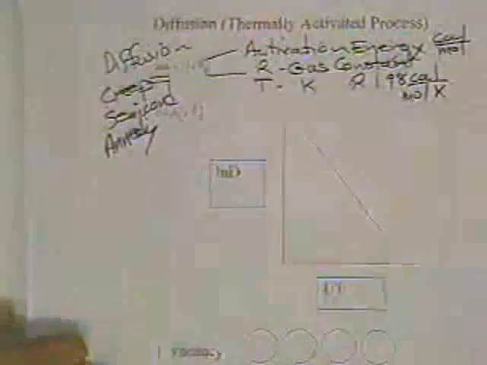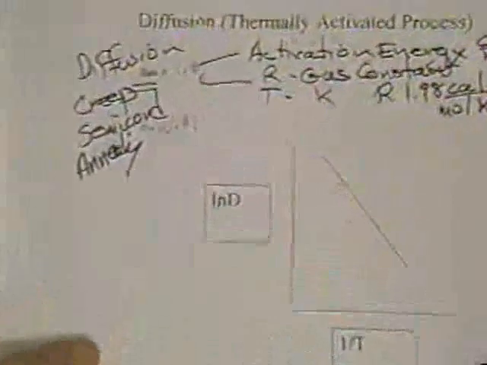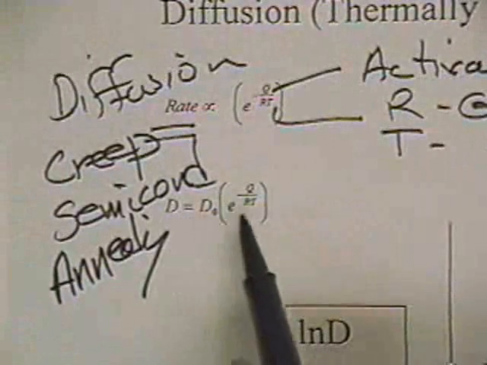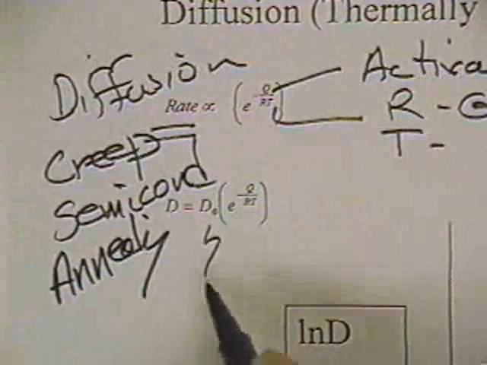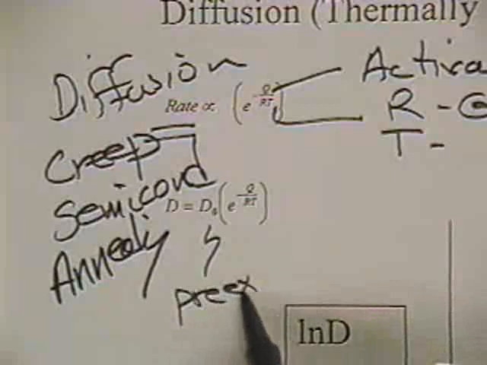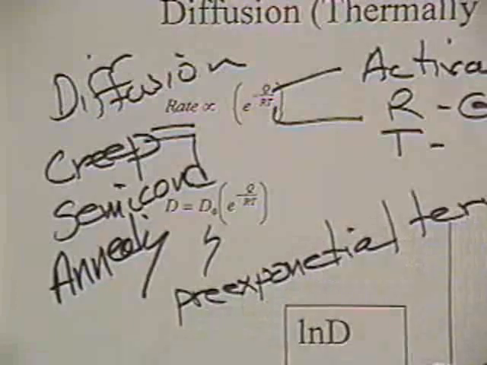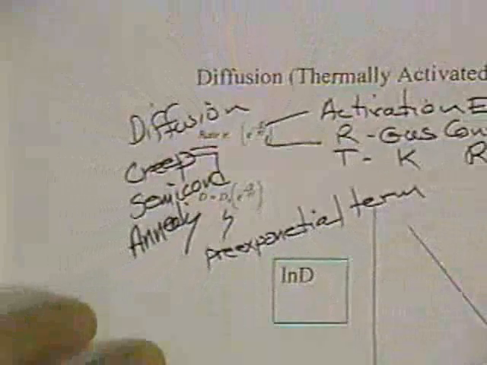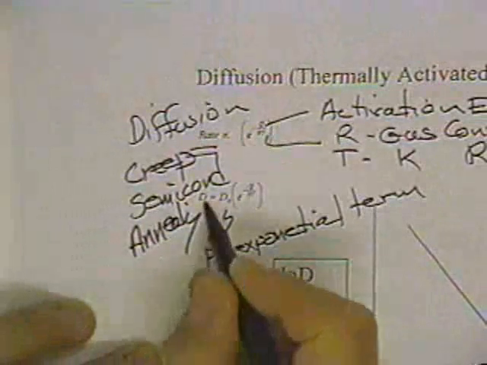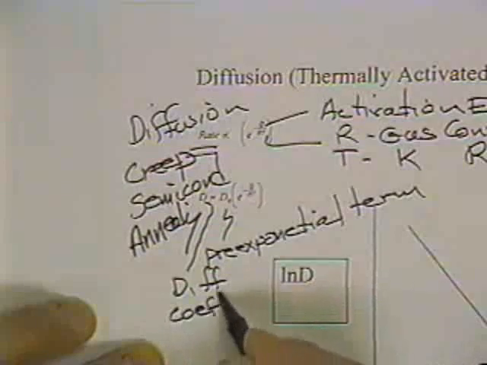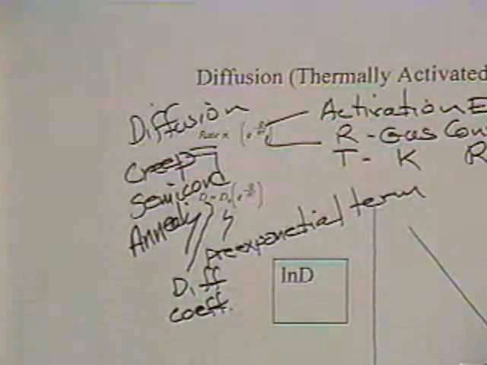Now for diffusion, if we can take a look at that diffusion equation there a little bit, please. For diffusion, we can write that the diffusion coefficient D is equal to D0 e to the minus Q over RT, where D0 is called the pre-exponential term, and really it has everything in there that we don't know. D here is the diffusion coefficient.